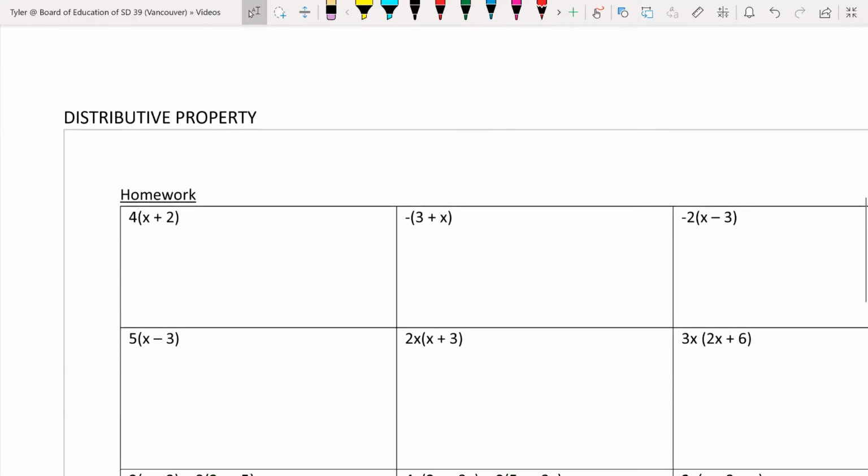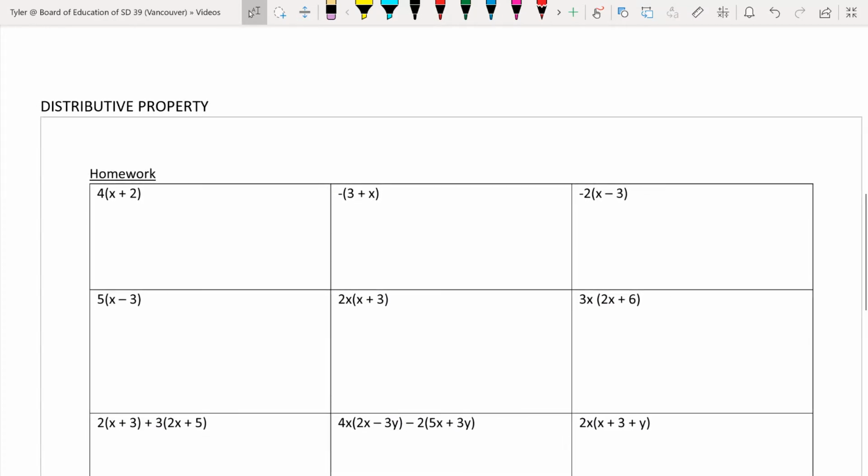Now I want to show you how to deal with these tougher questions as you get them. Okay? This was the handout I gave. I'm going to quickly go through some of the easy and then hard examples. So if I have a question like this, 4x plus 2, I do 4 times x gives me 4x. 4 times 2 gives me plus 8. And that's the final answer because I can't simplify this anymore.